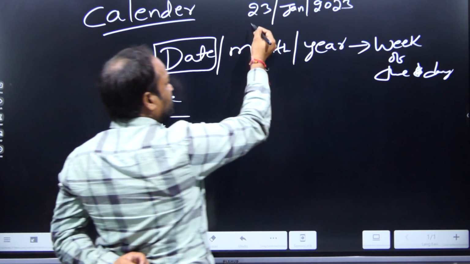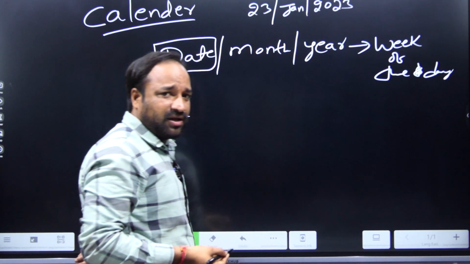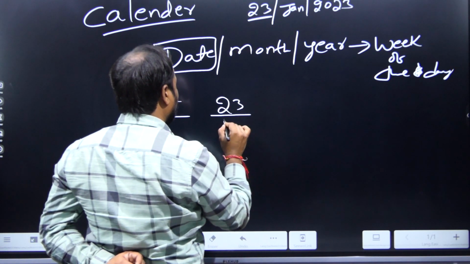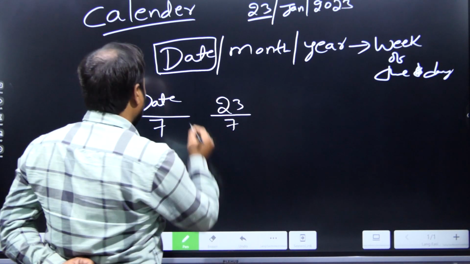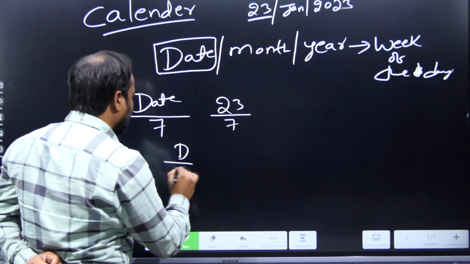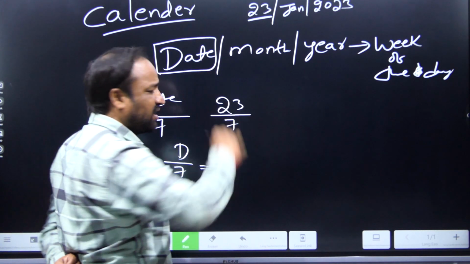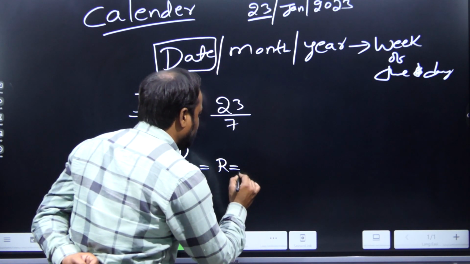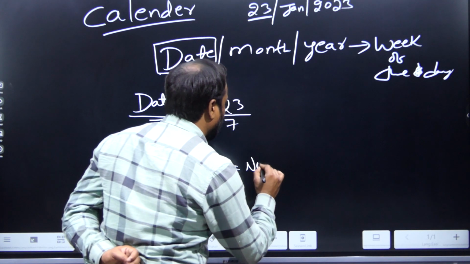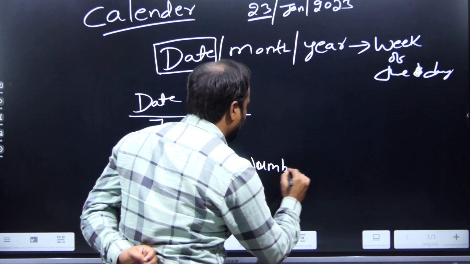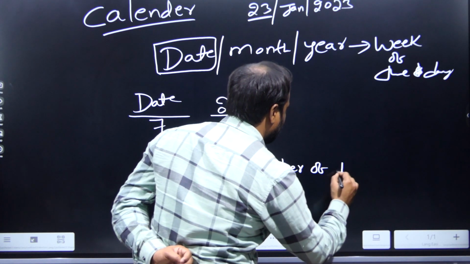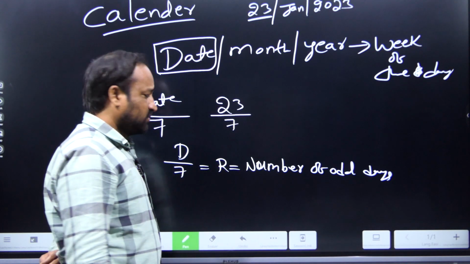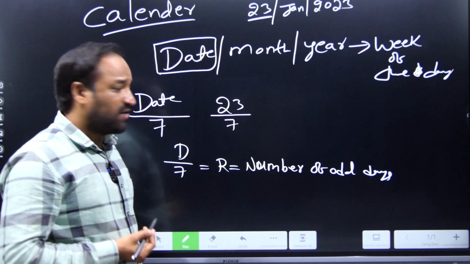In 23rd January 2023, what is the date? 23. The 23 should be divided by 7, and in this case we have to consider only the remainder. The remainder is also called the number of odd days.